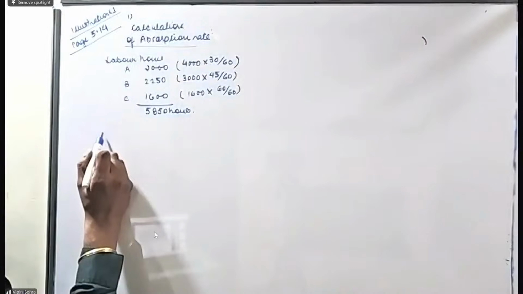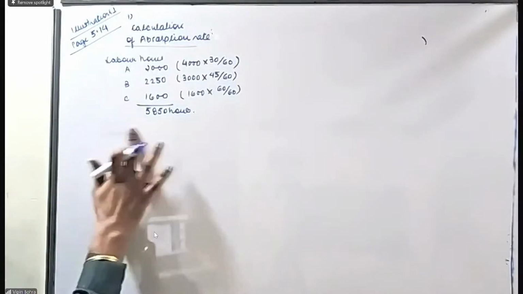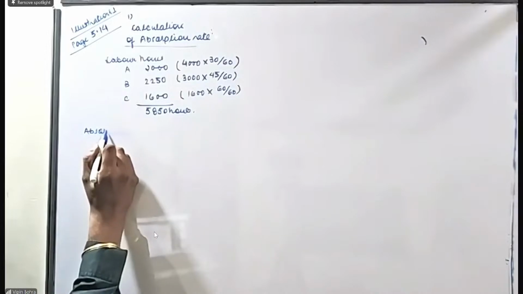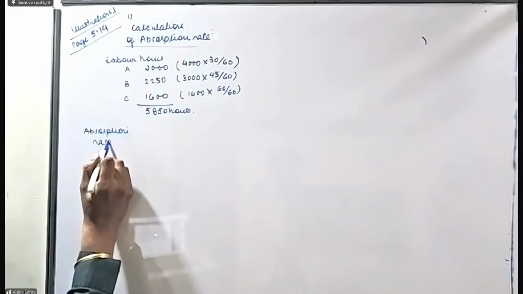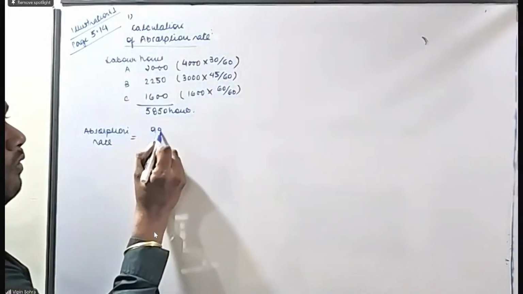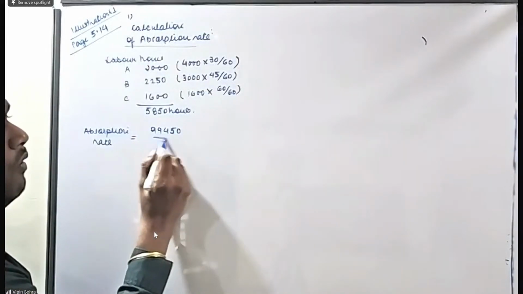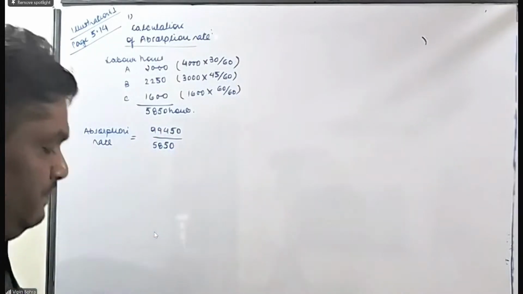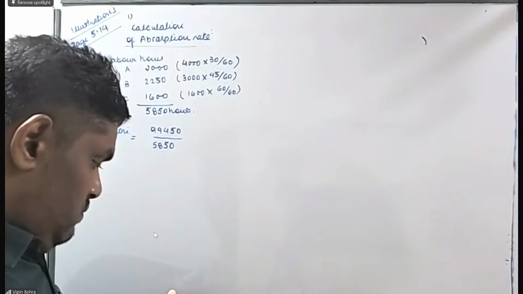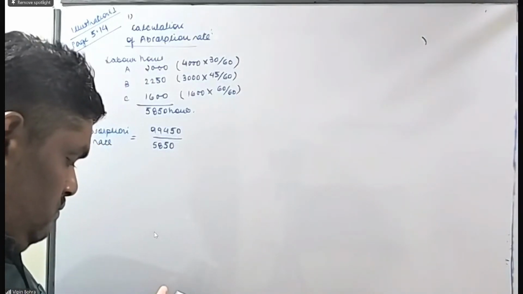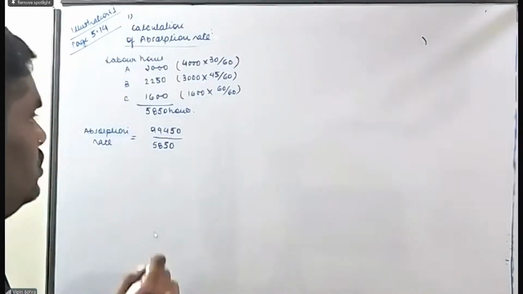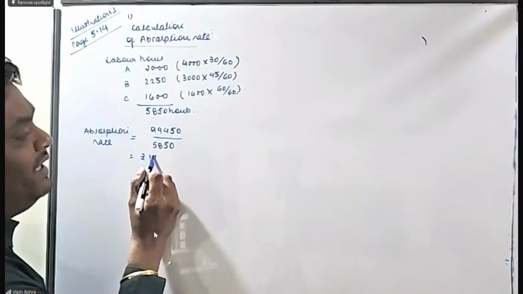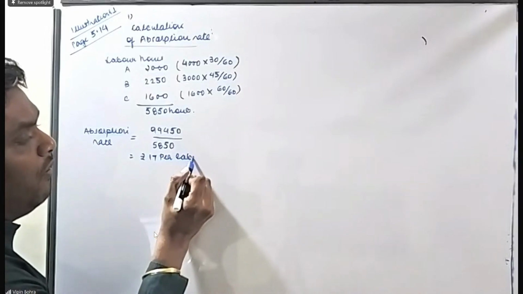So we can now calculate the absorption rate. We have the total overheads, that is 99,450 divided by the hours we have calculated, that is 5850. So it is rupees 17 per labor hour.